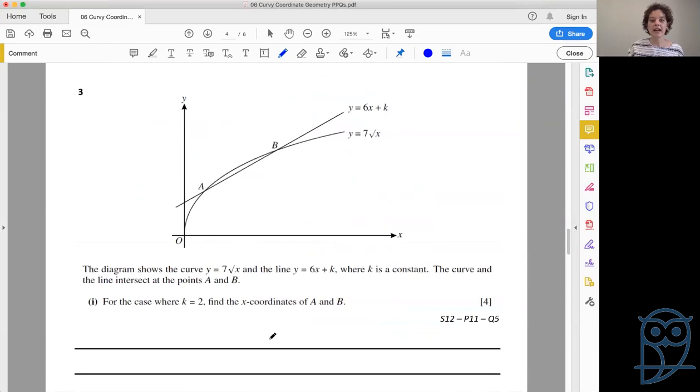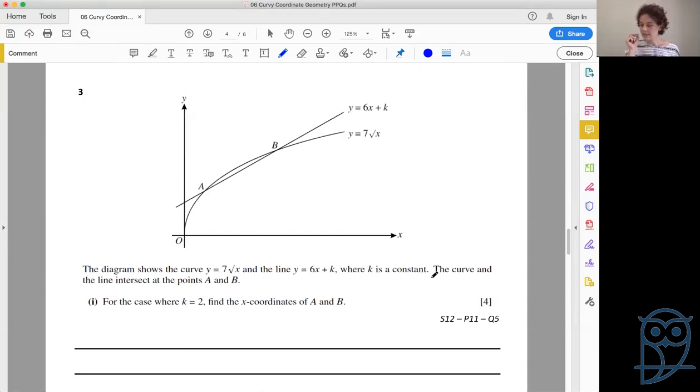Okay, so here we have a curve y equals 7 root x and a line y equals 6x plus k, where k is a constant. We have intersections at A and B, and they've drawn it for us this time. So for the case where k equals 2, find the x coordinates of A and B. You're seeing there's a pattern here, and this is what happens when you start doing questions of the same type over and over again. It's the same question, they're just asking it in different ways.